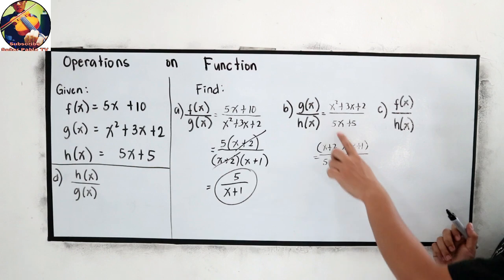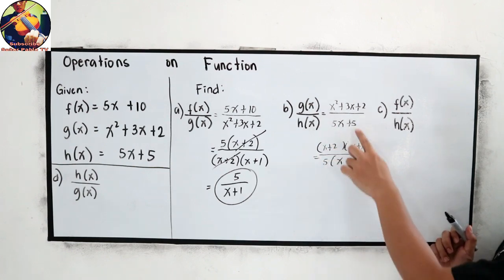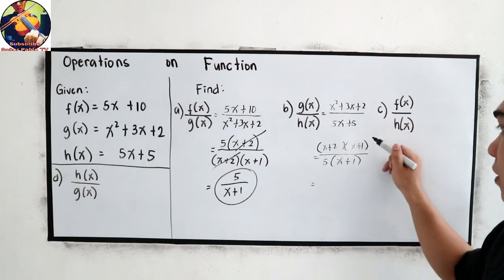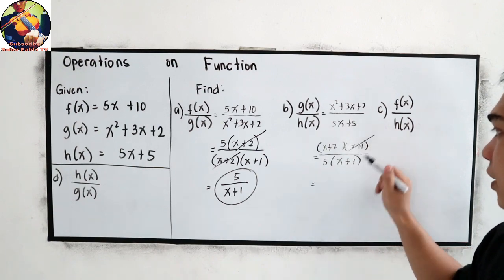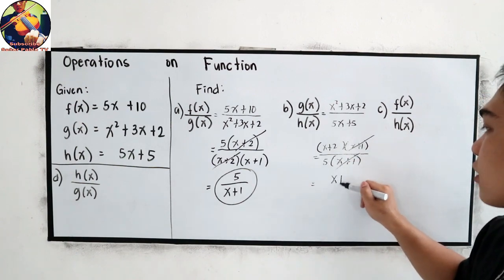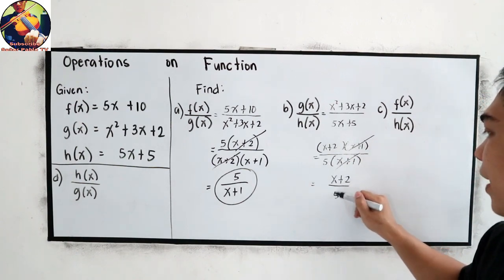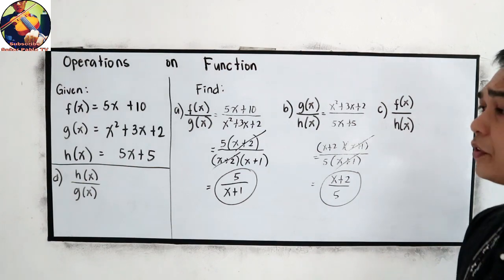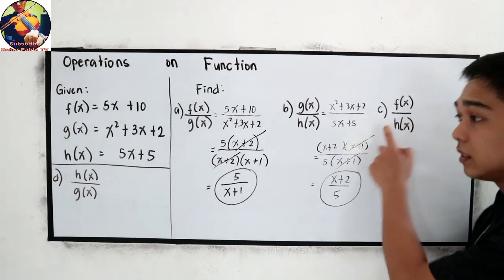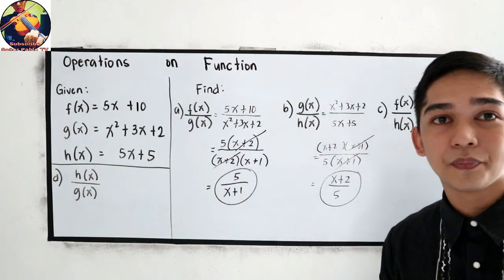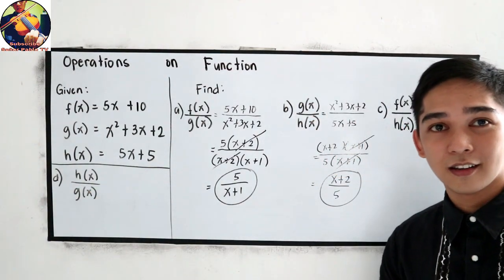5 times x is 5x. 5 times 1 is 5. Now, cancel x plus 1 in the numerator and x plus 1 in the denominator. Now we have x plus 2 over 5. This will be our final answer. If you want to try letter C and letter D, you can pause the video. Then after answering, resume watching.